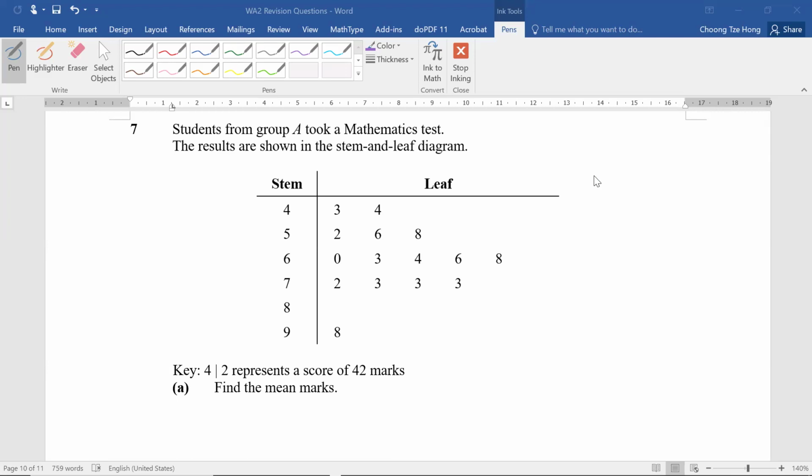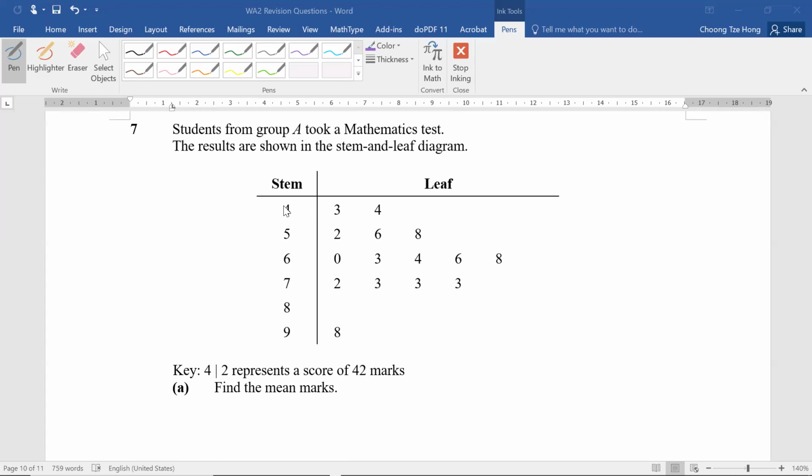Students from group A took a mathematics test. The results are shown in the stem and leaf diagram. A stem and leaf diagram is actually very easy to read. There are numbers on the stem and there are numbers on the leaf. So how to read the diagram? They always give you a key below. So 4|2 represents a score of 42.